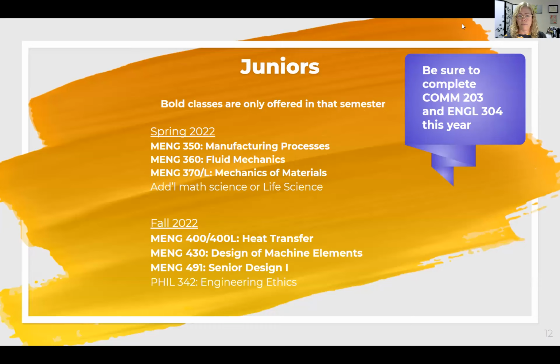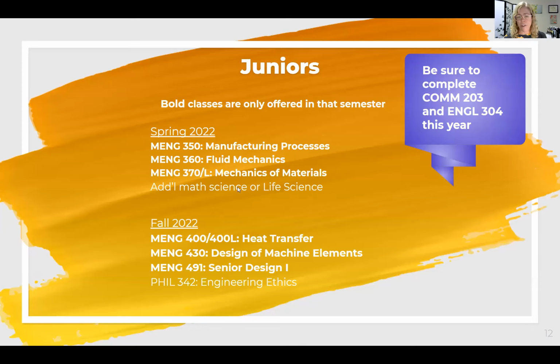Juniors, just what you should be taking in the spring is Manufacturing Processes. This is the MENG 350. Even if your degree works asks you to take ISYE 350, mechanical engineers take MENG 350, same class, just without the lab. Also take Fluid Mechanics, MENG 360, and Mechanics of Materials 370 with the lab.